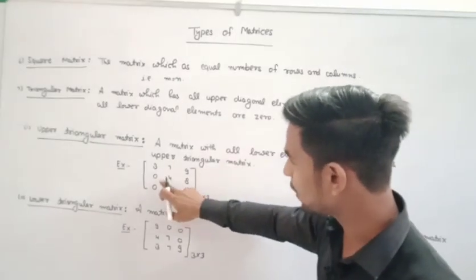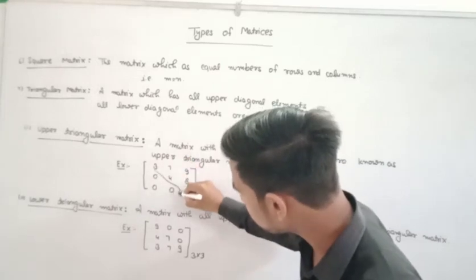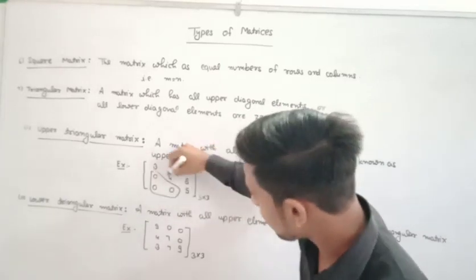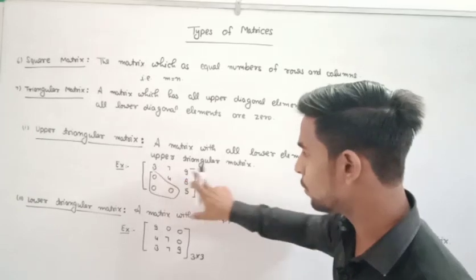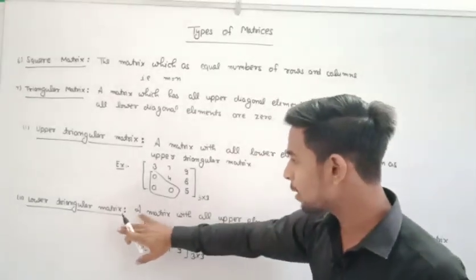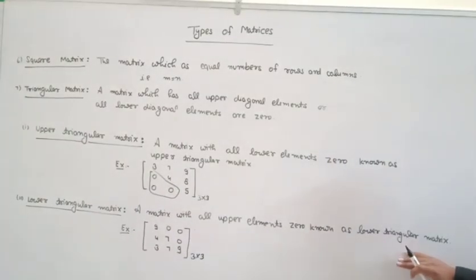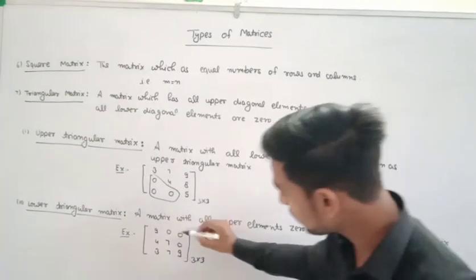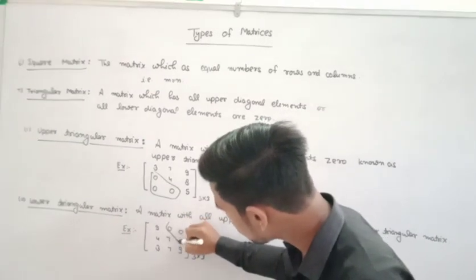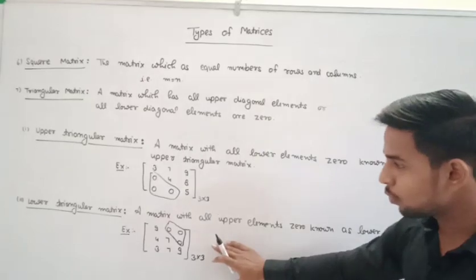In this example we can say that the elements below the diagonal are 0, so it will be an example of the upper triangular. Similarly, the lower triangular matrix is a matrix with all the upper elements 0. Here we can say that the elements above the diagonal are 0, so it will be the lower triangular matrix.